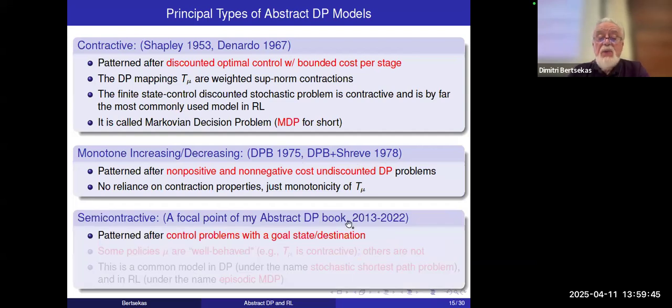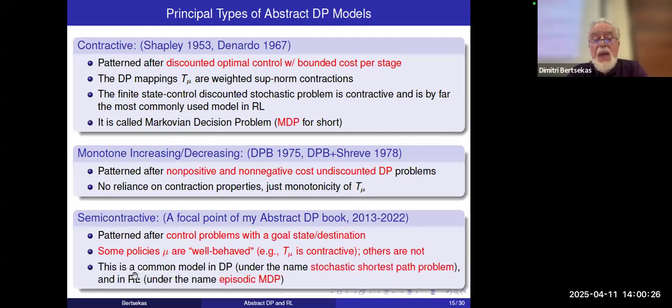There's another class which is a focal point of my recent work, my abstract dynamic programming book and its subsequent editions since 2013. And these are semi-contractive models. And these are patterned after control problems with a goal state, a termination state, or a destination state. Here, the structure is that some policies are well-behaved, like contractive, and others are not. So now the analysis becomes more complicated. It turns out, however, there's substantial and very interesting theory, in my opinion, associated with these models.